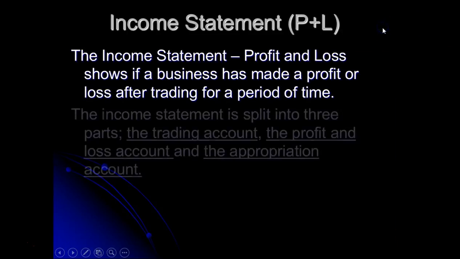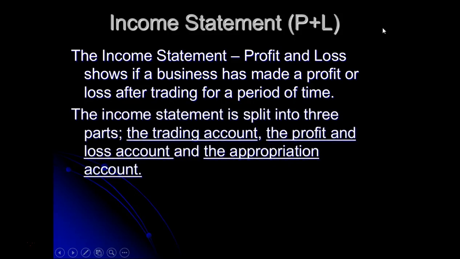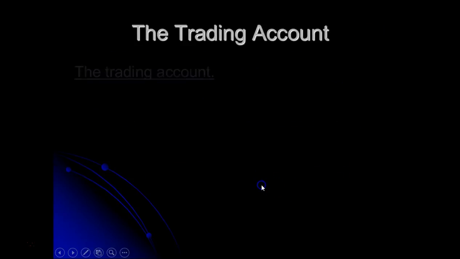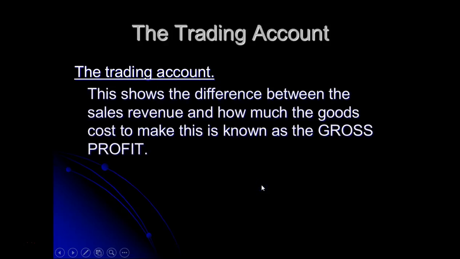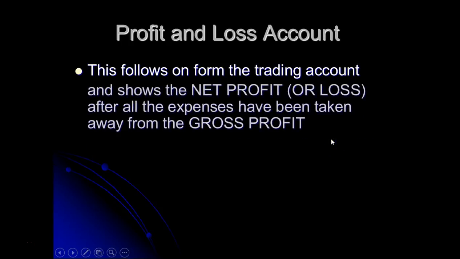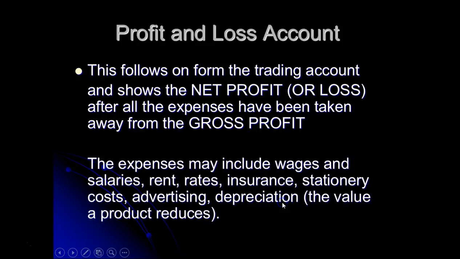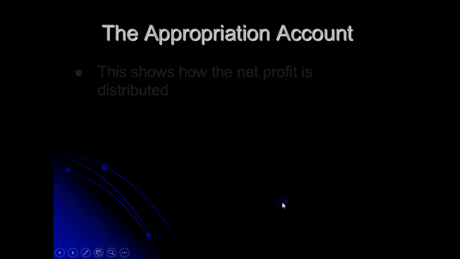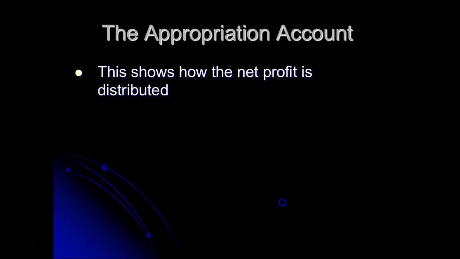Okay, so the income statement, very quickly: profit and loss. It shows if a business has made a profit or a loss over a period of time, split into three areas: trading account, profit and loss account, and appropriation account. The trading account is the difference between the sales revenue and how much it costs to make. This is the key bit. It's known as gross profit. Then, in the profit and loss account, all the other expenses are taken away from the gross profit, and this is our net profit, or it could be a loss as well. Likewise, the gross profit could also be a loss. So lots of different expenses there. And the appropriation account is literally how the profit is distributed.